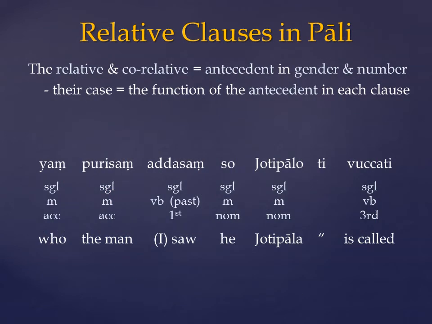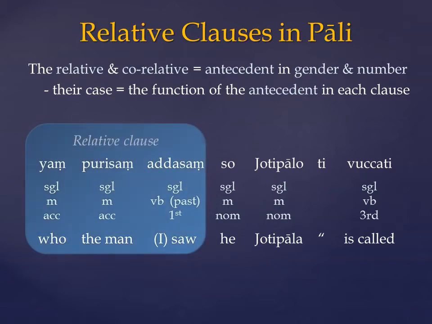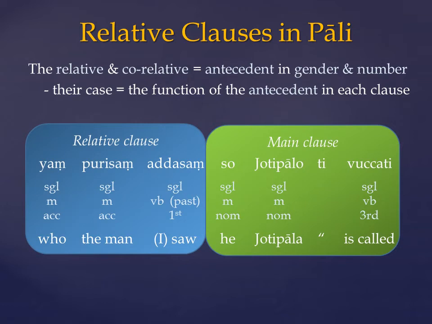Okay, so first let's separate the relative and the main clause. Now if we look at the pronouns, they're both in singular masculine, and there's a singular masculine noun in the relative clause, so that's likely to be the antecedent. And if we now take the main clause, we can see that the pronoun so is in nominative case, and that the verb is a third-person singular verb which matches that pronoun, and so we can assume that the man is the subject of the verb. So we can write out the main clause as, the man is called Jyotipala.